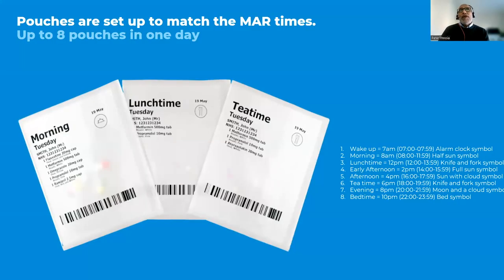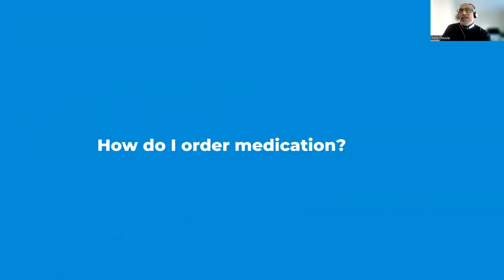So you set up the pouches. There are three different slots that you can see there: morning on a Tuesday, lunchtime on a Tuesday, and tea time on a Tuesday. Now I'll go on to how you order your medication.